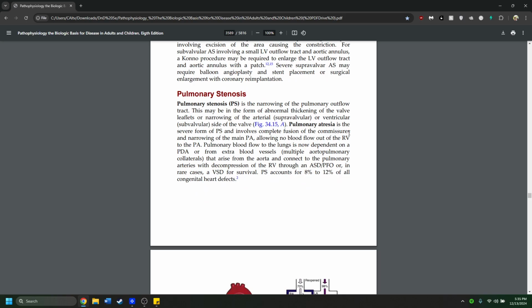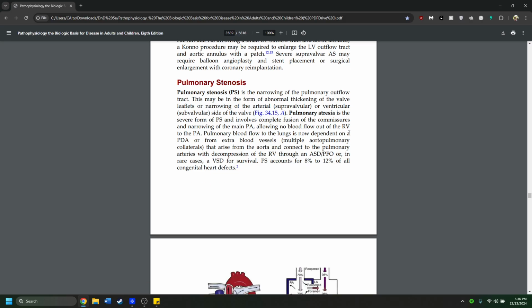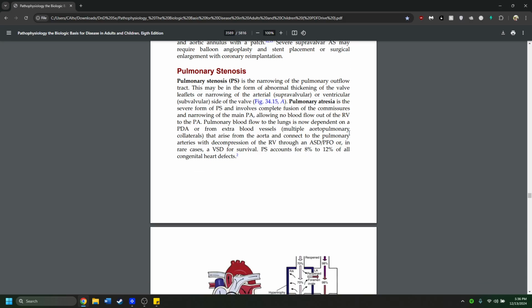That leads us to our pulmonary stenosis. Our pulmonary stenosis is the narrowing of the pulmonary outflow tract. This may be in the form of an abnormal thickening of the valve leaflets or narrowing of the arterial or ventricular side of the valve.